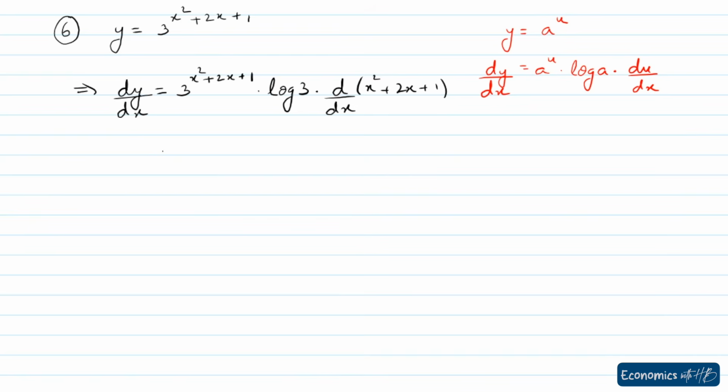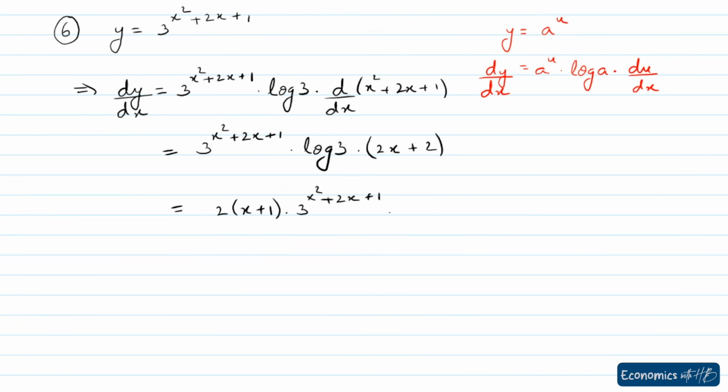Simplifying we get this, the derivative of this part is 2x plus 2. Further we take 2 as common, 2 into x plus 1 into 3 to the power x square plus 2x plus 1 into log 3, which is the answer.